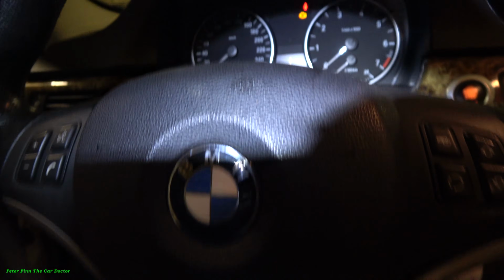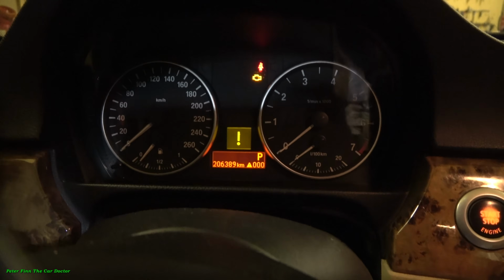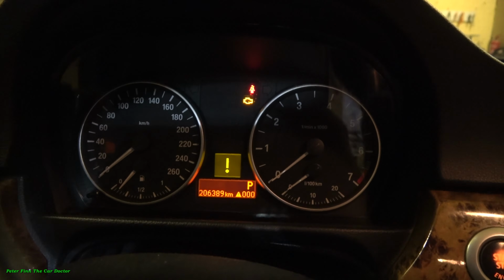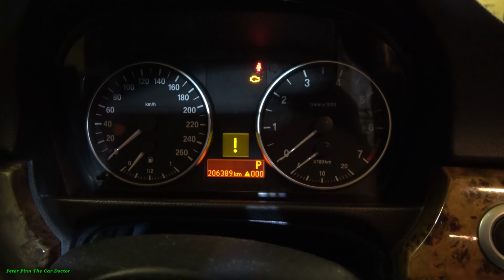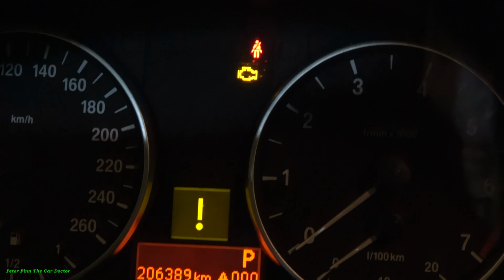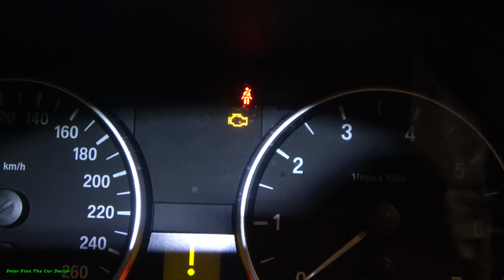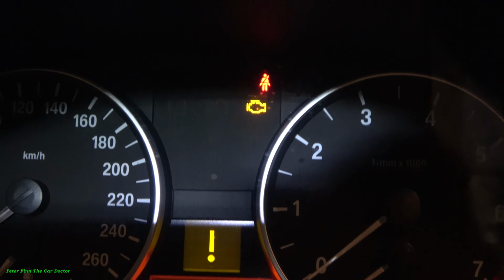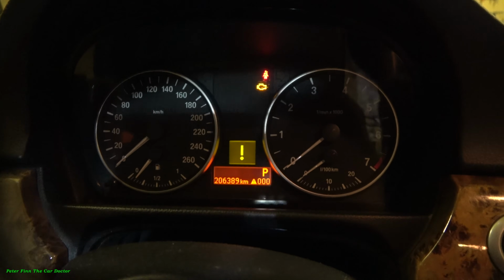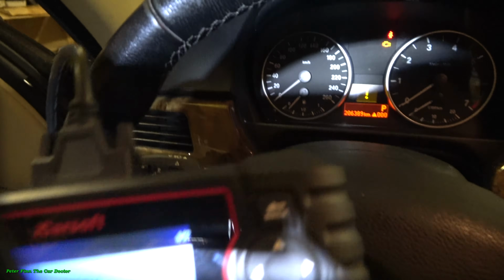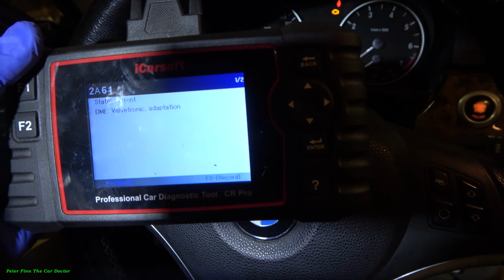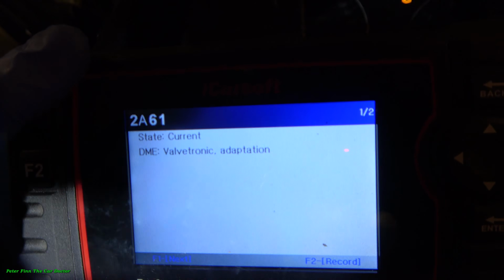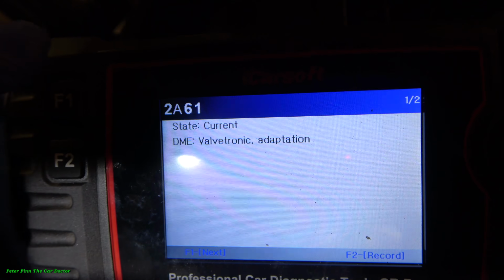Okay, hello and welcome. Now I have an issue in this BMW car, and there is really an engine failure code. Okay, and what does that mean? I have here also this OBD scanner, and now we have a code. What is this?